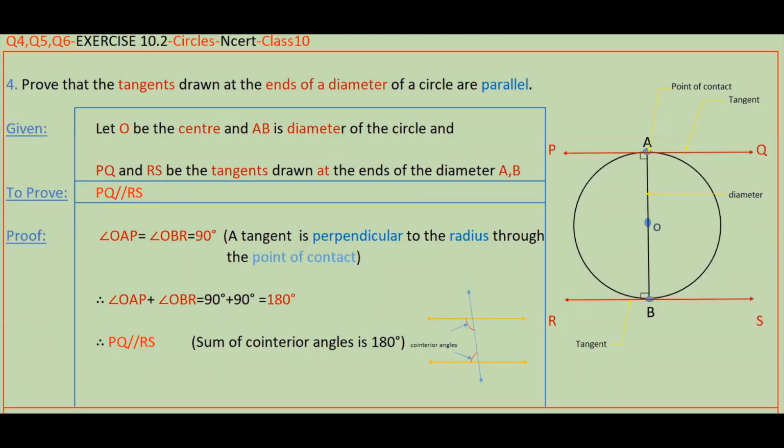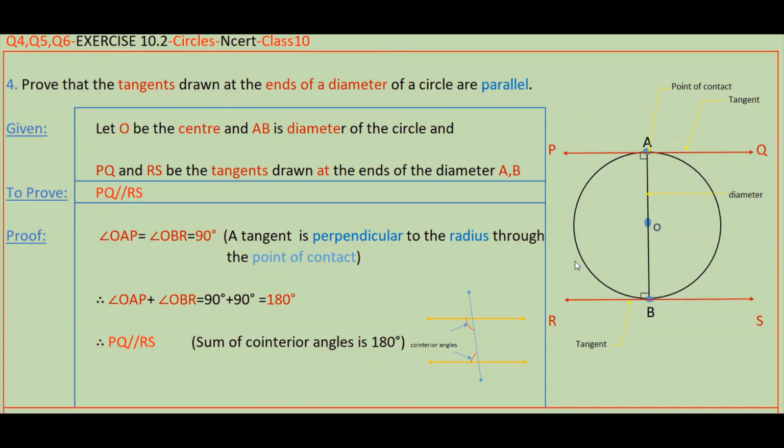Hello everyone. Today I am going to tell the solutions of 4, 5, 6 problems from exercise 10.2 from the Circles chapter from NCERT class 10. This is the fourth problem. Prove that the tangents drawn at the ends of a diameter of a circle are parallel.